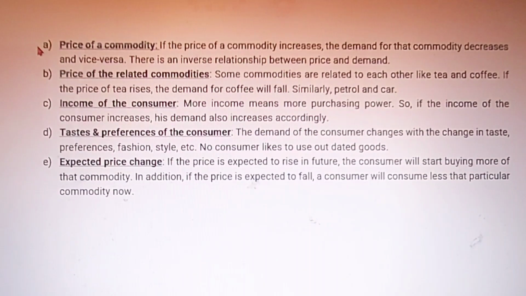Firstly, price. If the price of the commodity increases, the demand falls, and if the price decreases, the demand rises. So that's it. Then the price of related goods, like tea and coffee, they are related goods. So if the price of coffee increases, the demand for tea will increase, like that. And the next one is income. If the income of the consumer rises, the demand will also increase.